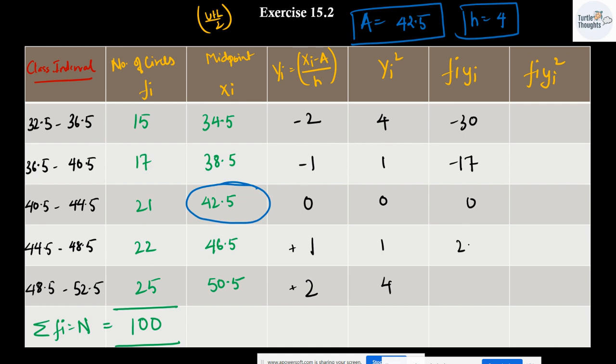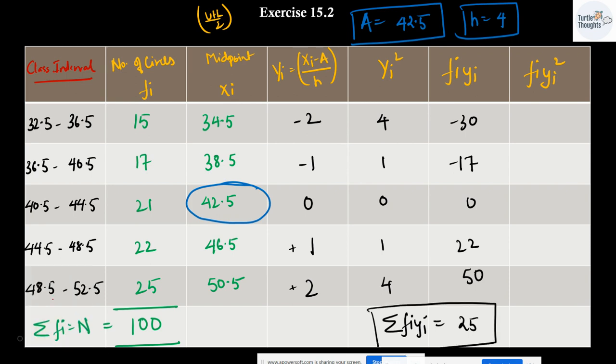22 multiplied by 1 is 22. 25 multiplied by 2 is 50. I can write the value of summation of FiYi as minus 17 and minus 22, minus 5, and 55. 55 minus 30 is going to be 25. I have got the value of this.